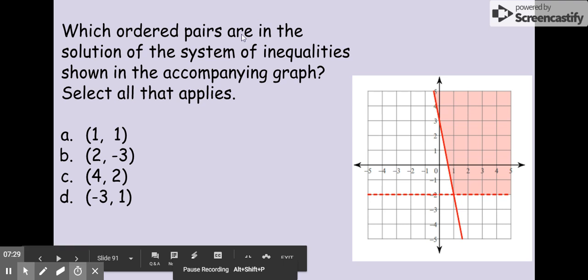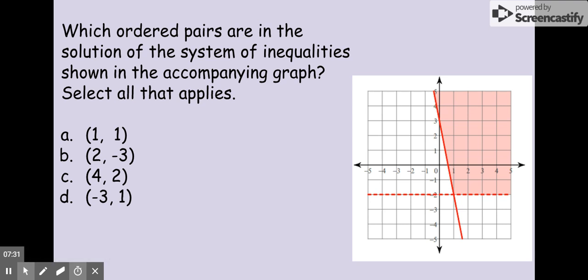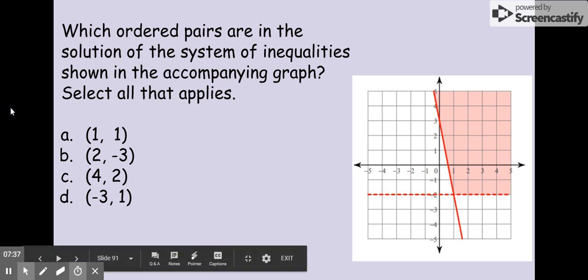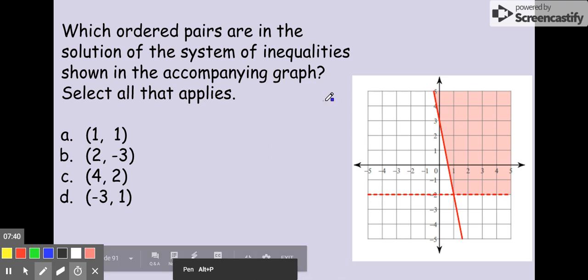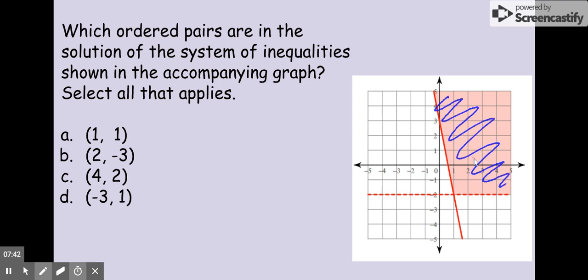All right, these kinds of questions may feel easier than graphing. We know the solution of this system of inequalities is only this red part, right? Which ordered pair is in the solution set? (1, 1) is in this area, so (1, 1) is a solution. What about (2, -3)? No. What about (4, 2)? It is in the solution, yes. What about (-3, 1)? It's not a solution. So A and C are going to be the answer.